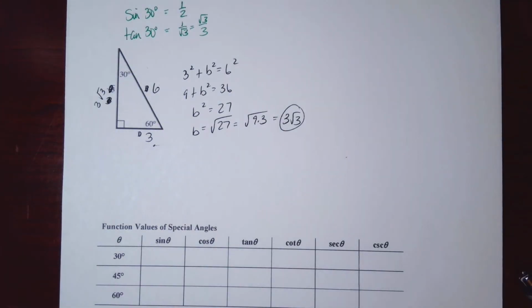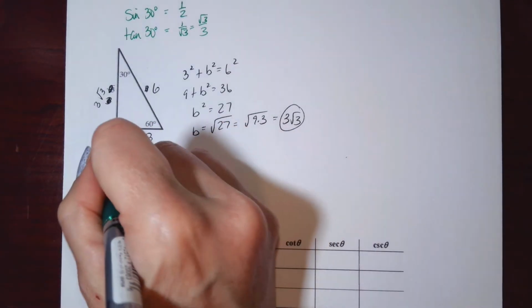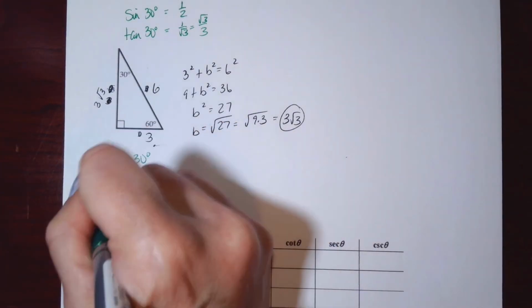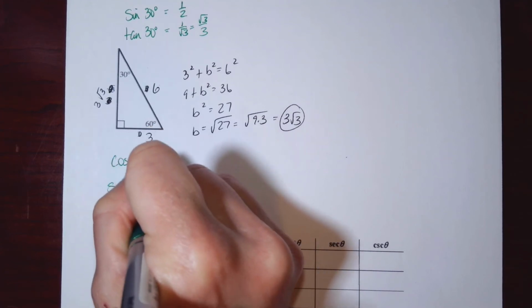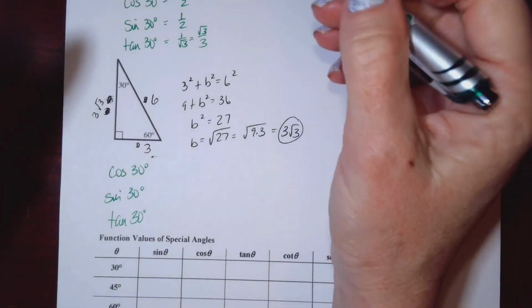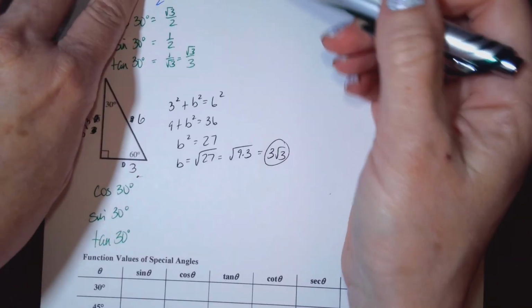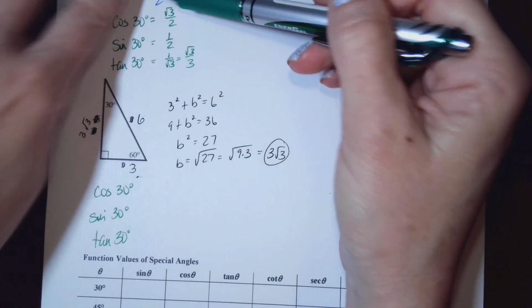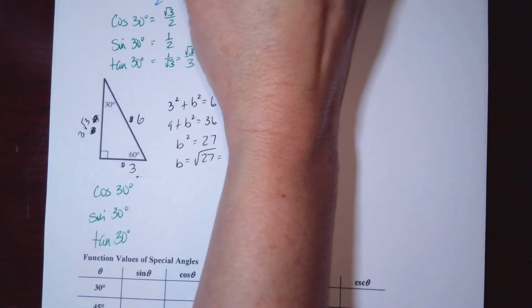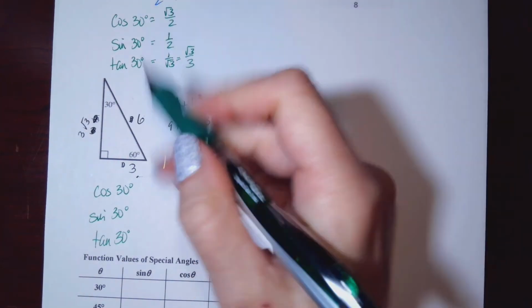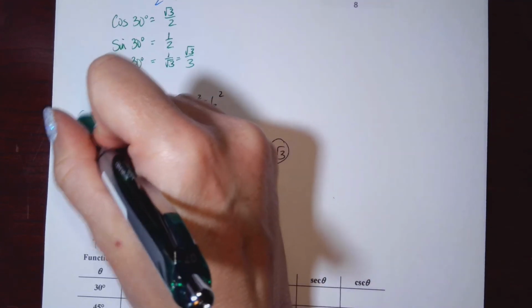So let's check out cosine, sine, and tangent now and see what happens. Cosine of 30 degrees, sine of 30 degrees, tangent of 30 degrees. These are both 30, 60, 90 right triangles. But the measures before were 2, 1, and square root 3. Now we've got 6, 3, and 3 square roots of 3.